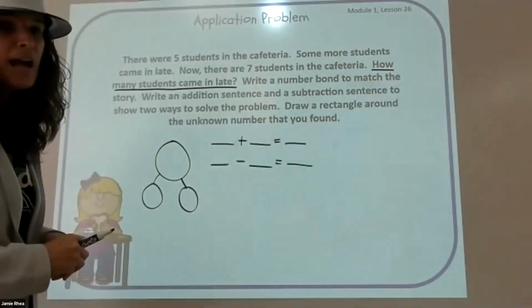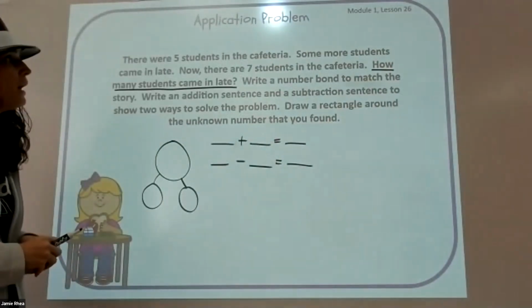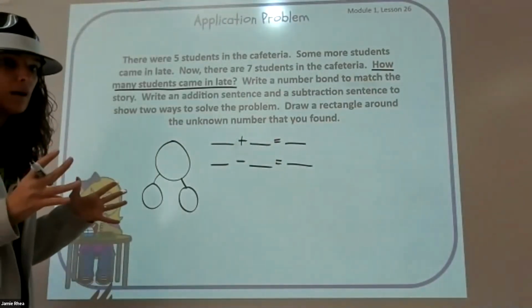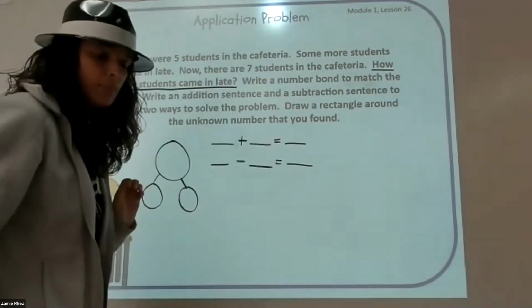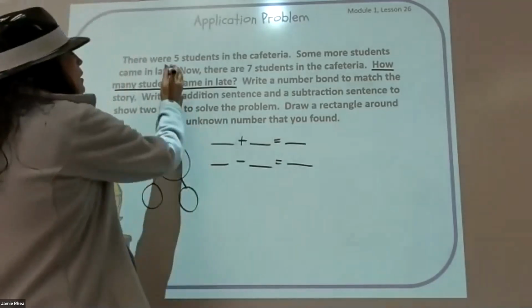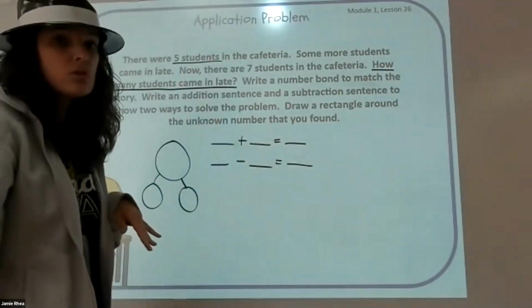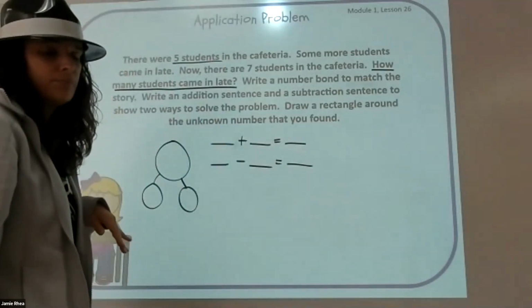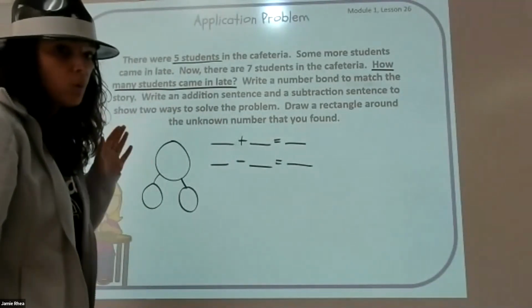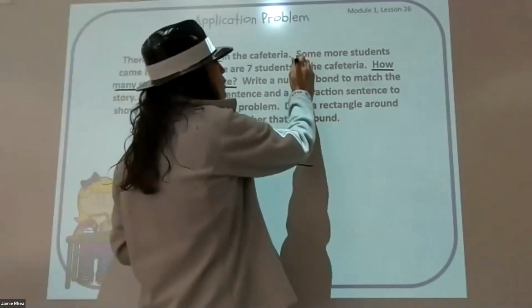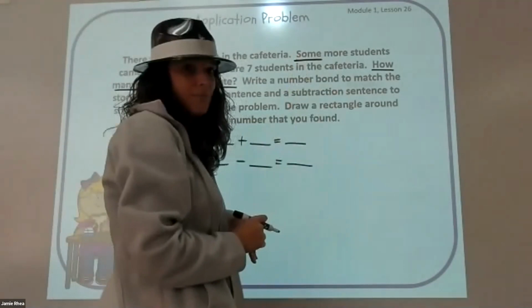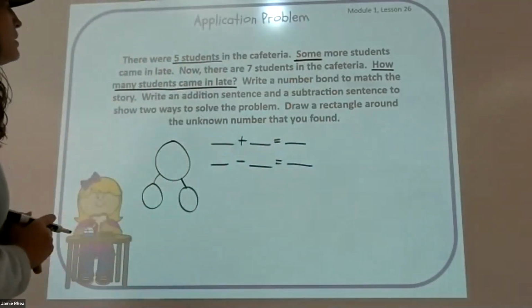There were 5 students in the cafeteria. Clue, there's a clue. I feel like Blue's Clues. There's a clue, there's a clue. There were 5 students in the cafeteria. Some more students came in late. Oh, that word some, that's a clue too. We don't know how many. Some more students came in late.